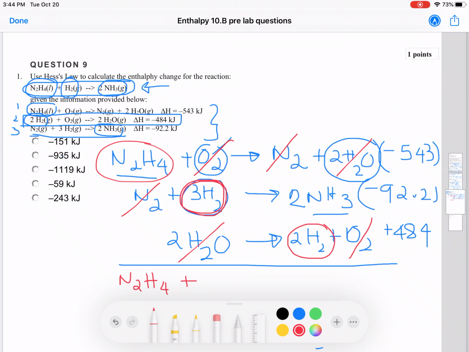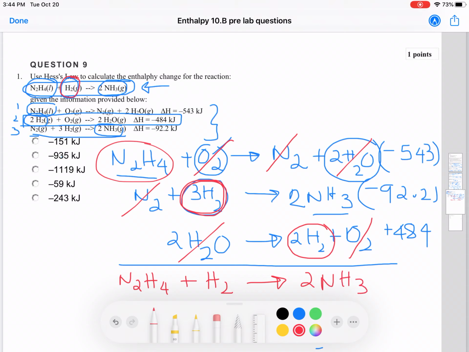3 on the left, 2 on the right. So basically you can do a subtraction. 3 minus 2, what you are left with is 1 hydrogen. You keep that. And in fact we need that over here. And then 2 ammonia. You see here what Hess's law does?